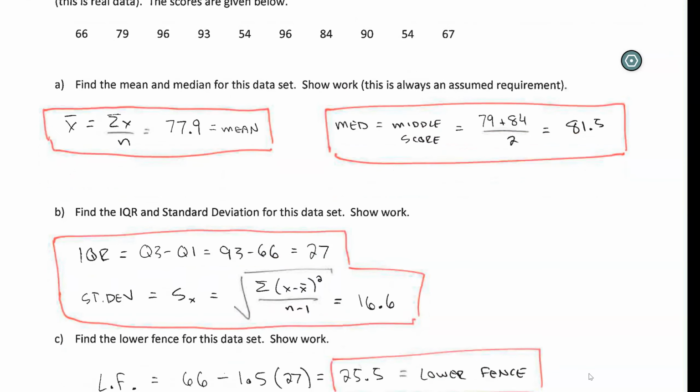Now this last one, I just wanted to talk about showing your work. It is always assumed that you have to show your work. Now I keep saying show your work. I don't need to say that. If I don't say this, you still need to show your work. Always, always on AP. Okay?